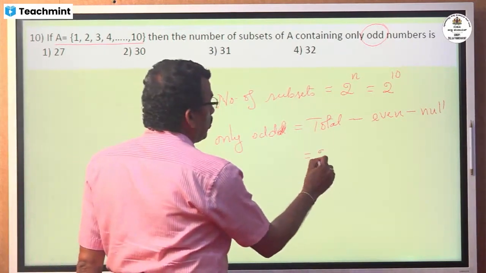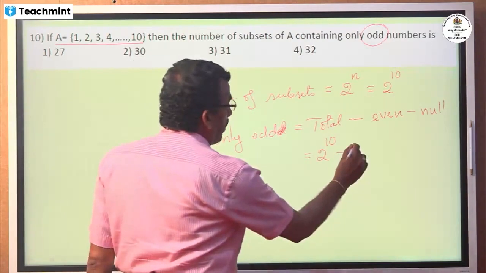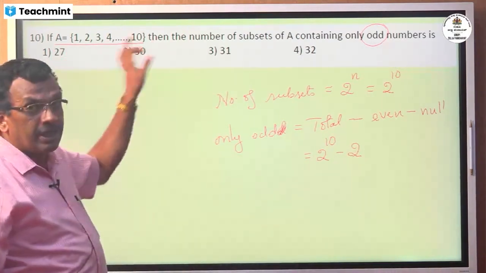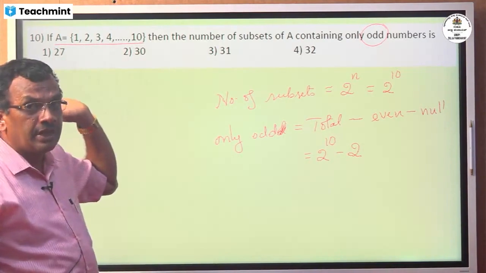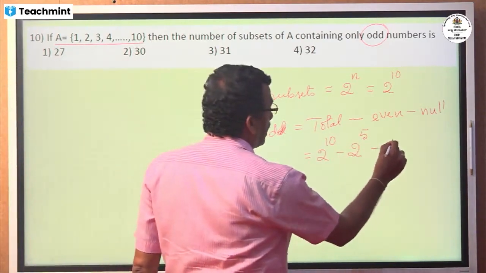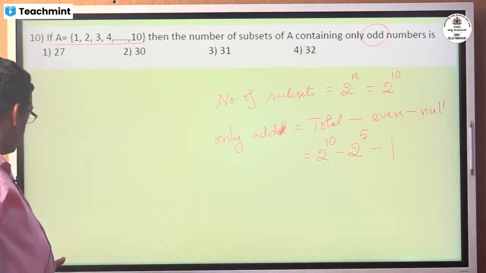It is 2 to the power 10 minus 2 to the power. How many even numbers are there from 1 to 10? There are 5 even numbers. Minus 1. Simplify that one, you will get the required solution.